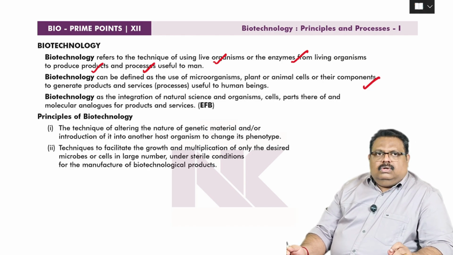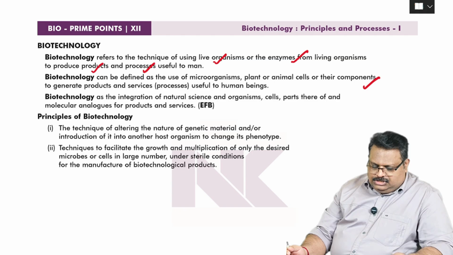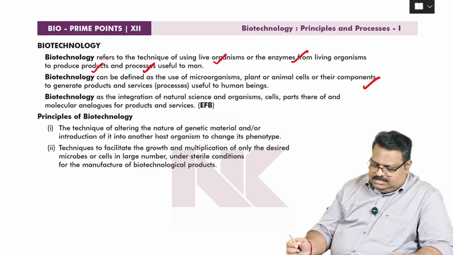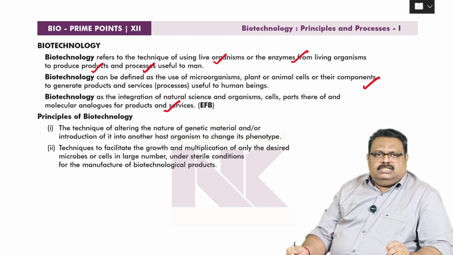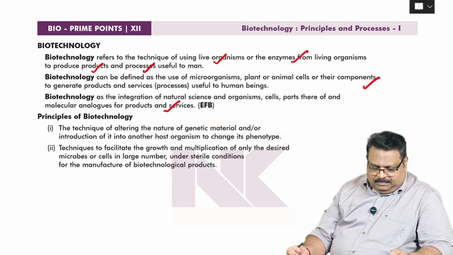Then according to EFB, the European Federation of Biotechnology, the definition is biotechnology as the integration of natural science and organisms, cells, parts thereof, and molecular analogues for products and services. These three definitions are referring to only one section, that is, using other living organisms for the production of products and also for the production of some services beneficial to mankind. That is what is called biotechnology.